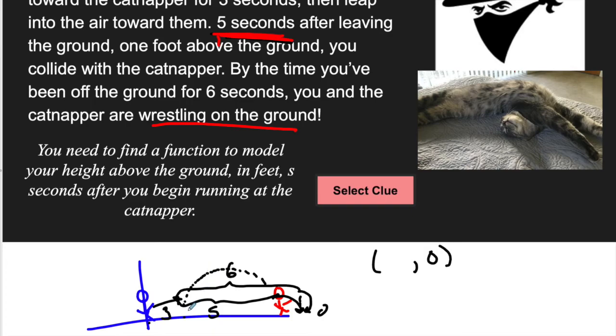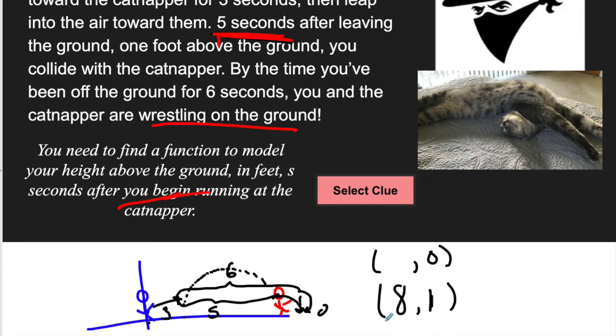Now, 5 seconds after I'm in the air, I collide. So how many seconds total since I began running am I at? It took me 3 seconds to run. Then I've jumped for 5 seconds. So since I started, it's been 8 seconds. And how high am I above the ground at this point? It says I am 1 foot above the ground. So that means 1, because that's what the Y represents.